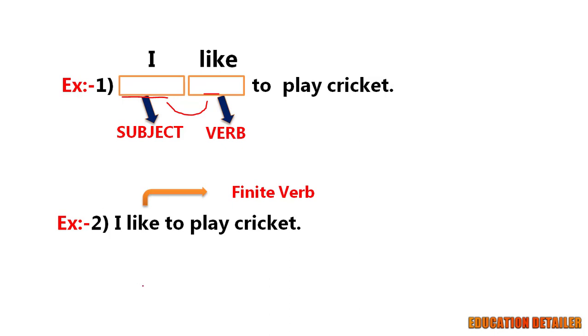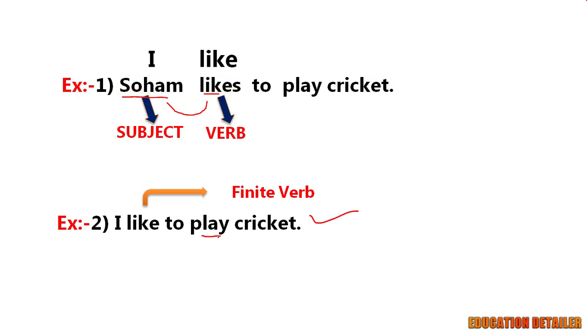Here like is the main verb of the sentence. Remember, a main verb is always known as a finite verb. But in this sentence, like is not the only verb. Play is also a verb, and it plays a different role here. It does not show any tense here and it is not changed at all even if we change the subject.